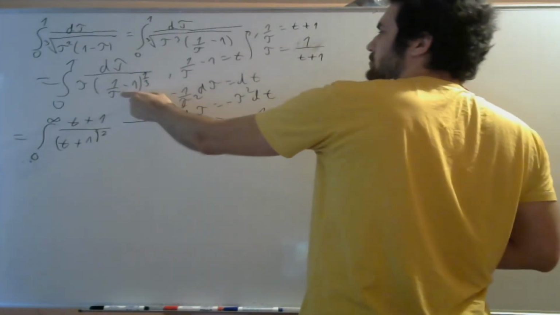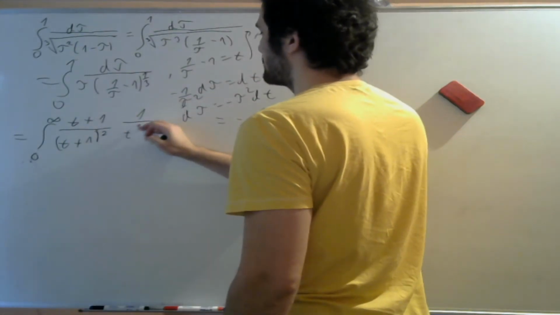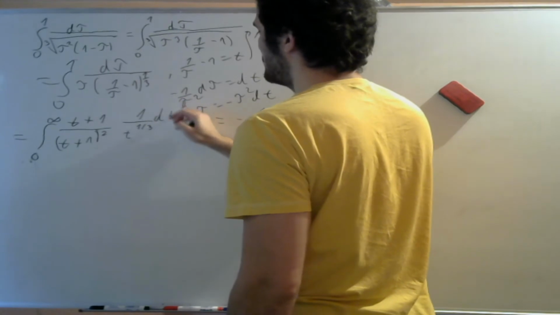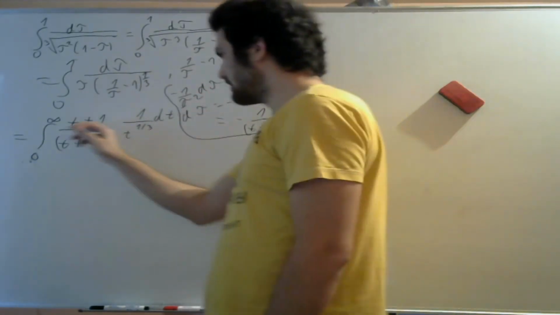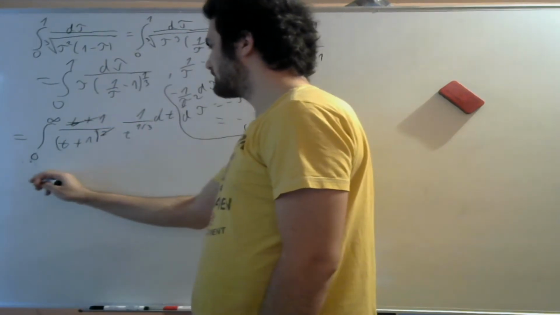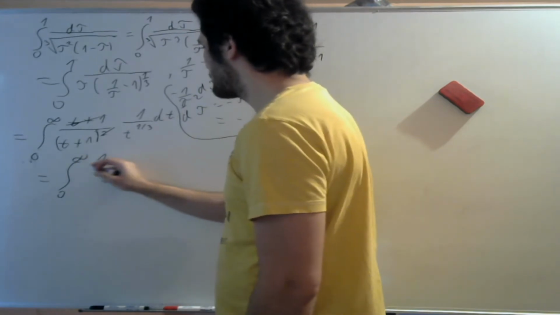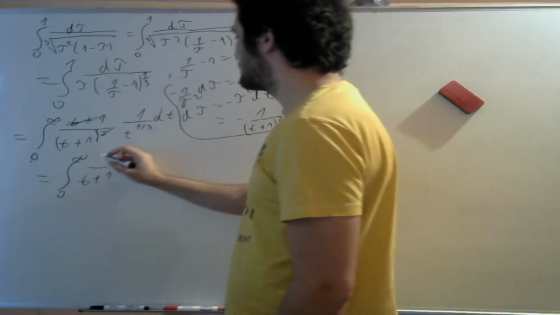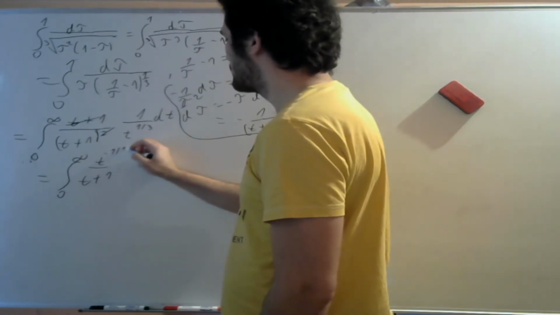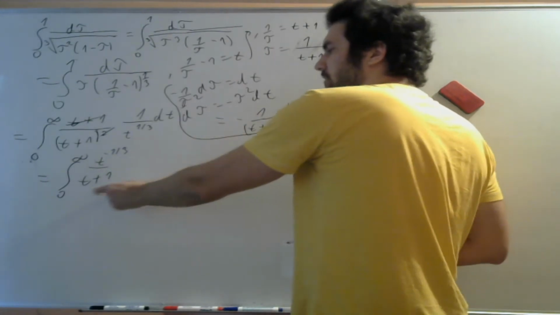And we will have something else. We use the substitution for this one, so we'll have just what? t to the 1/3 power dt. Alright. These powers will cancel out, and we will have an integral from 0 to infinity of 1 over t plus 1, and we will move the t to the top. So t to the power of negative 1 over 3 over t plus 1.